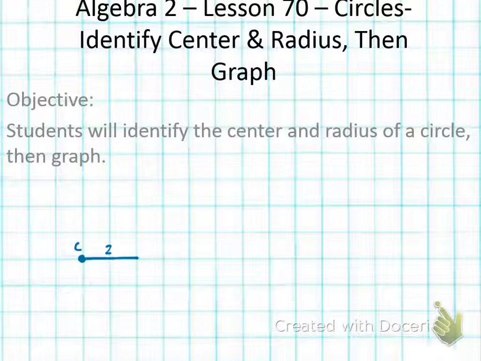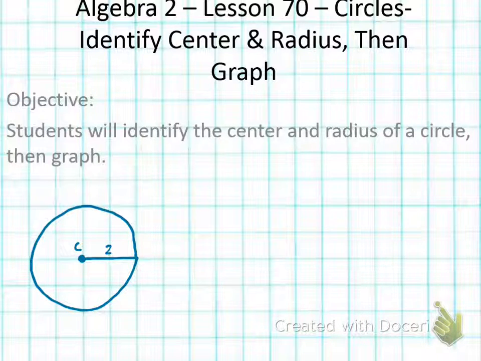So if you can imagine, it's going to go infinitely around the whole circle, right? So I could draw a circle based upon the radius going all the way around these points. Okay, so that's what we're working on today, all right? And we use this all the time.